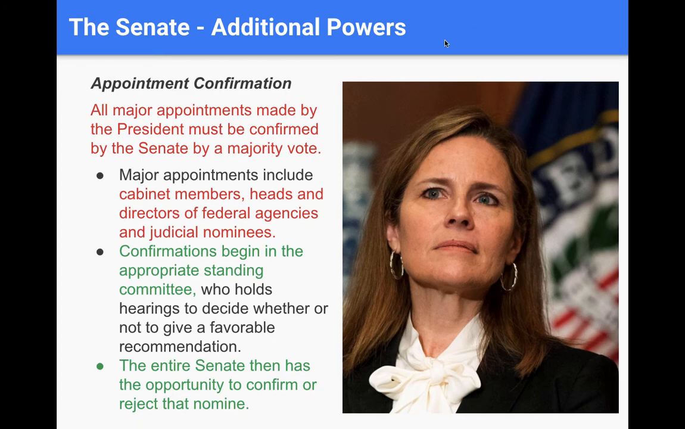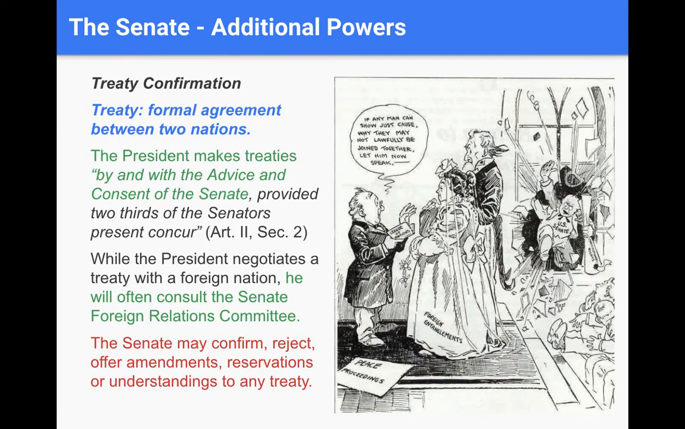Amy Coney Barrett over here is the most recent Supreme Court judge who went through right before the 2020 election. Confirmations always follow the lawmaking process. You can find that in Article 1, Section 7. But it really begins in the appropriate committee. So for federal judges, it starts in the Judiciary Committee, and then it goes to the entire Senate. And those nominations can stall at either one of those spots.